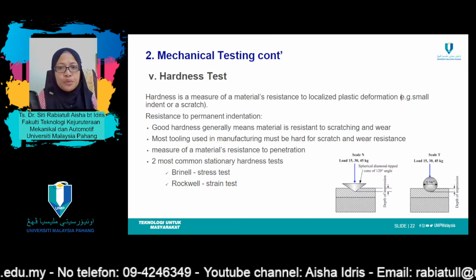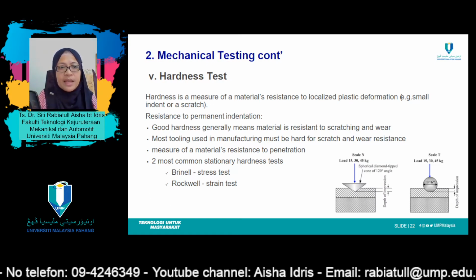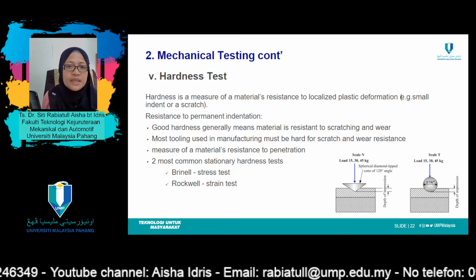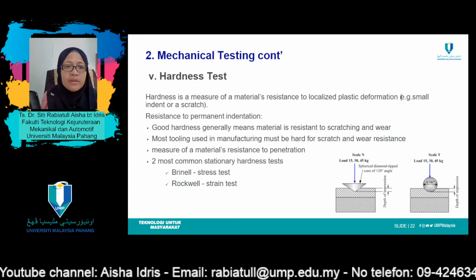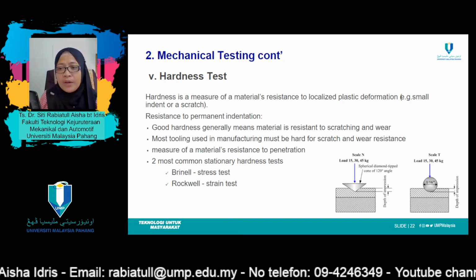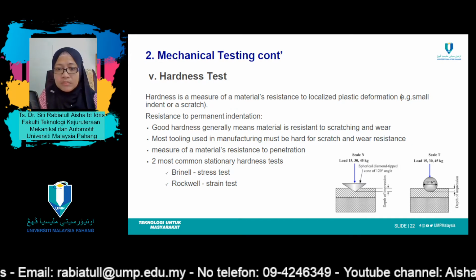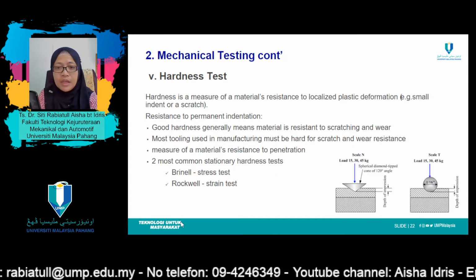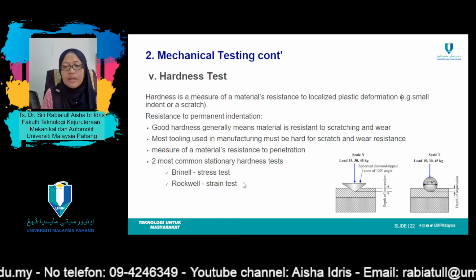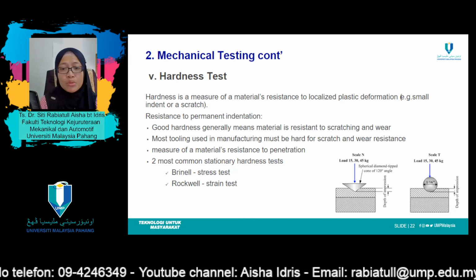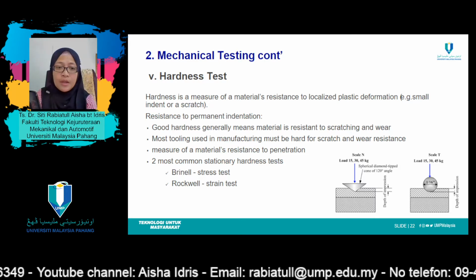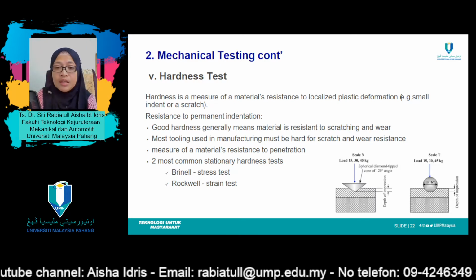So move on to number 5, which is the hardness test. Hardness testing is defined as a test to determine the resistance a material exhibits to permanent deformation by penetration of another, harder material. It can be divided into two, which are the Brinell and the Rockwell tests. There are other types of hardness tests, but these are the most common stationary hardness tests found in the market or in industry.